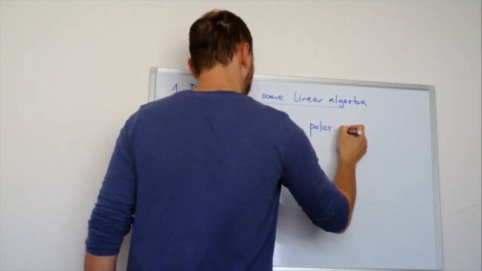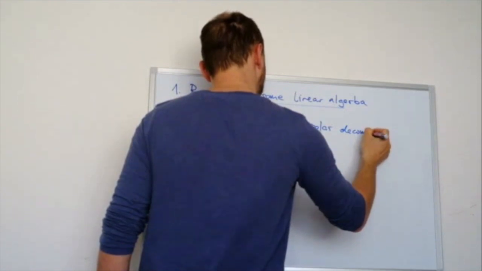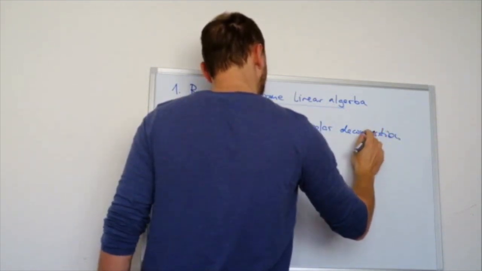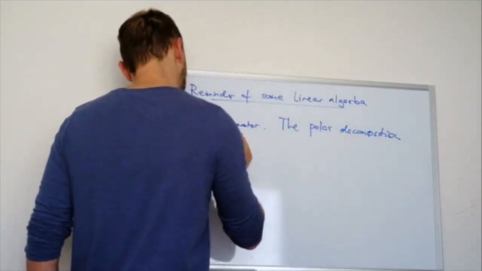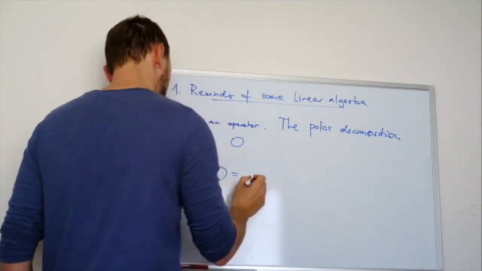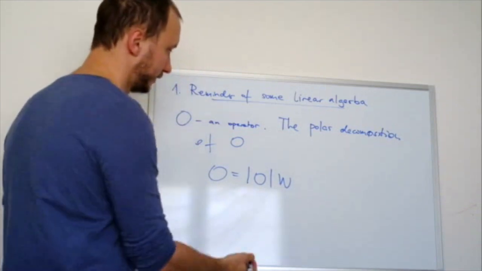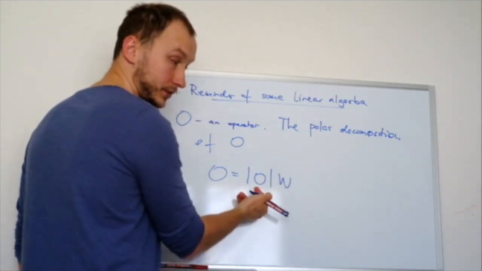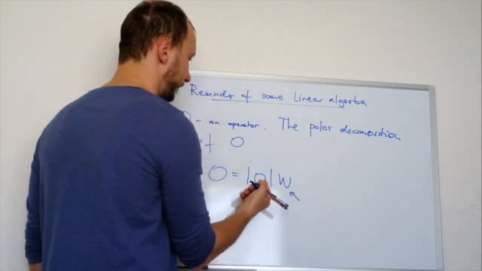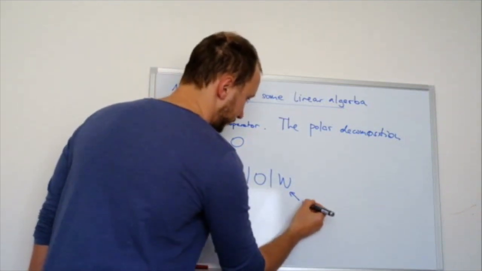The polar decomposition of O is just, we can write it like this, as an absolute value of O times some unitary. This is a Hermitian positive, or actually non-negative, operator, and this is unitary.